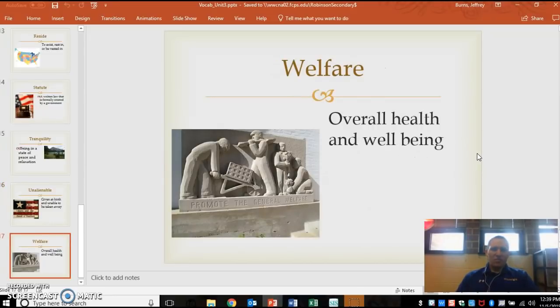And our last word for this topic is going to be welfare. Promote the general welfare, overall health and well-being. So you think of President Obama with his Affordable Health Care Act. That's where kind of he was focusing on in the preamble and in the Constitution was this idea of general welfare. You can see from this image, promote the general welfare on this statue.